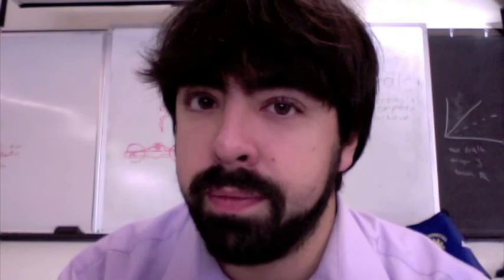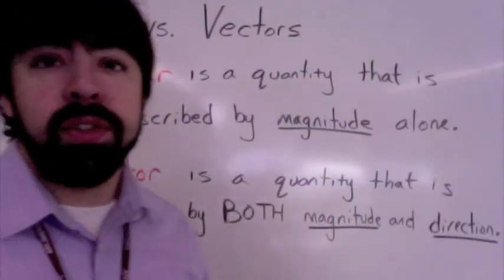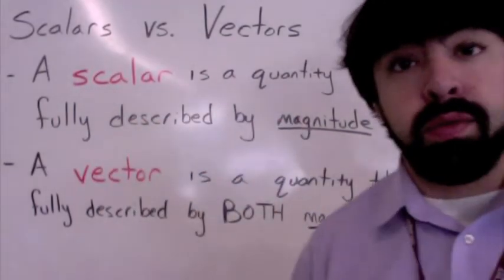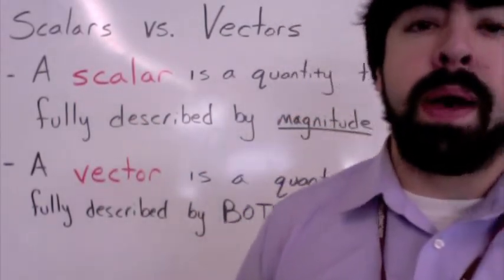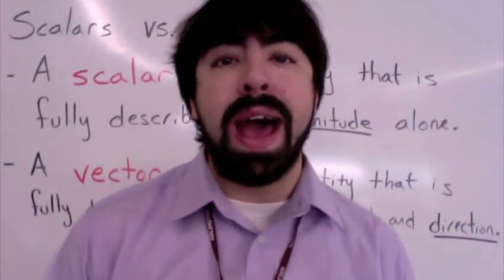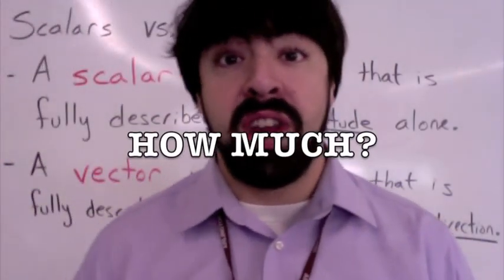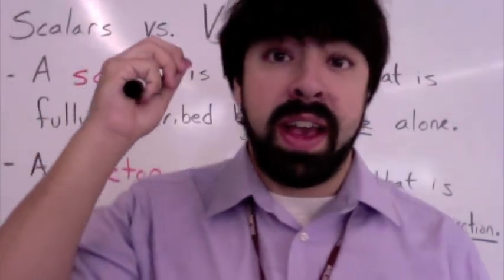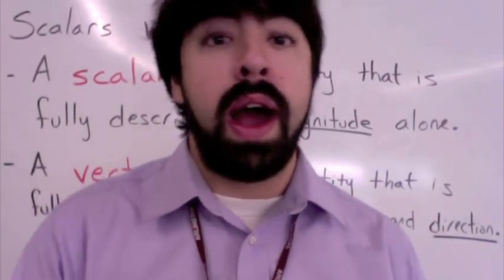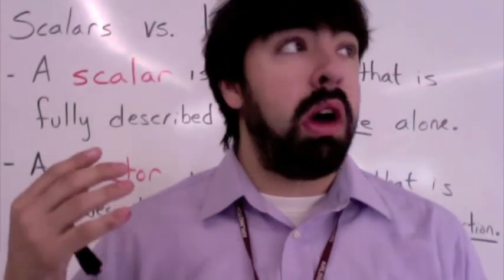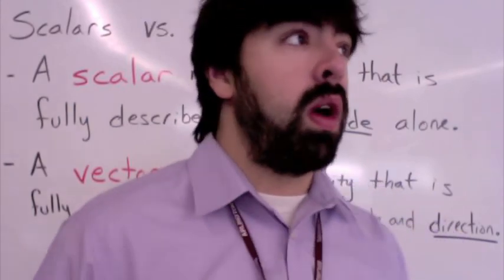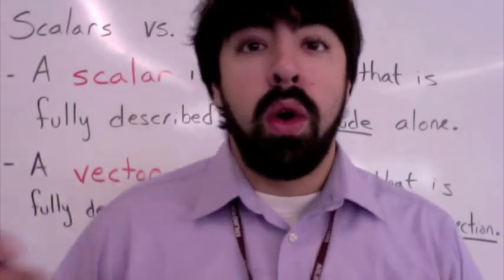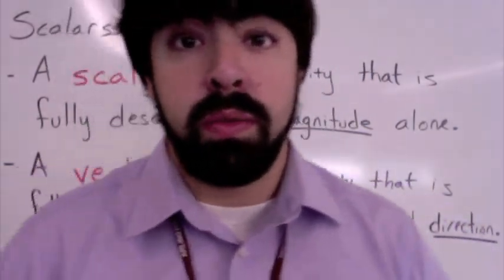Let's take a look at this on the board. So there are scalars and there are vectors. And a scalar is a quantity or number that is fully described by magnitude alone. The word magnitude means how much, a number value. So distance is going to be an example of a scalar because it only tells you how far. It only tells you walked 20 meters, or it's 30 miles away to the nearest store, I don't know. Only a number value associated with it.